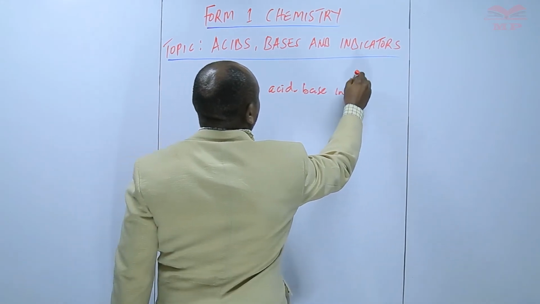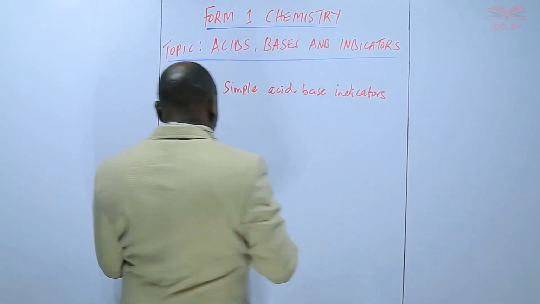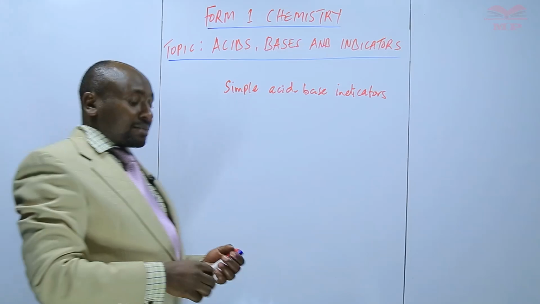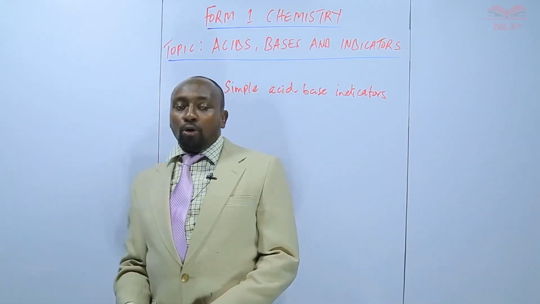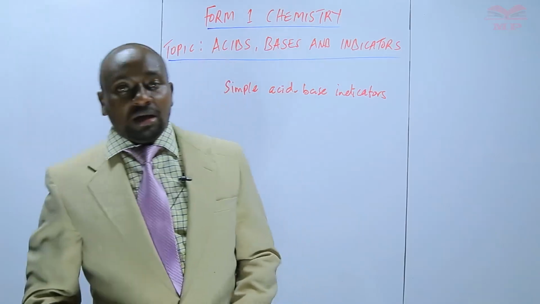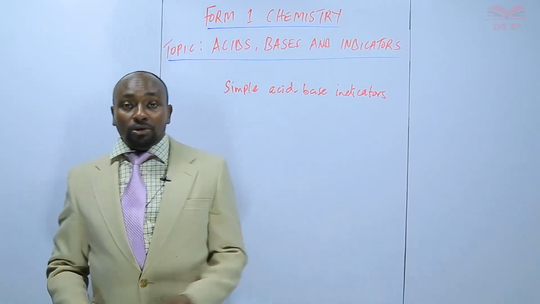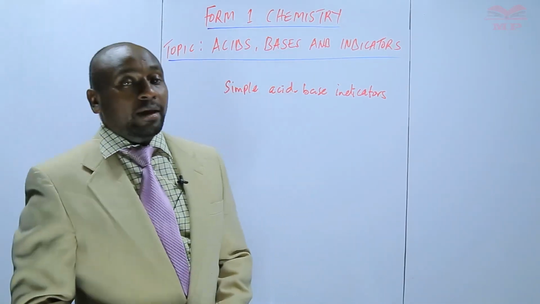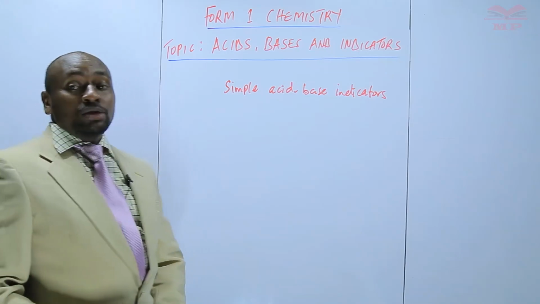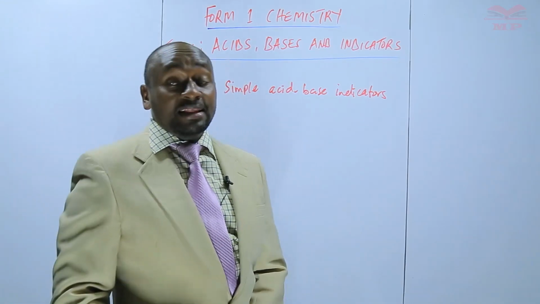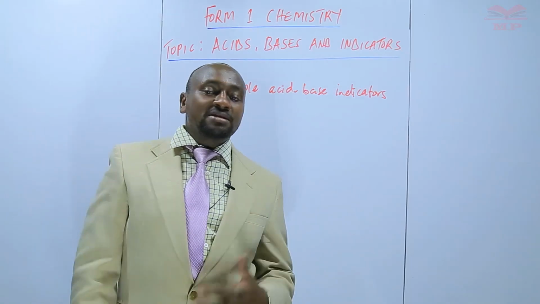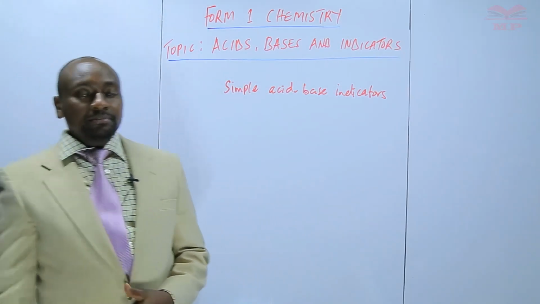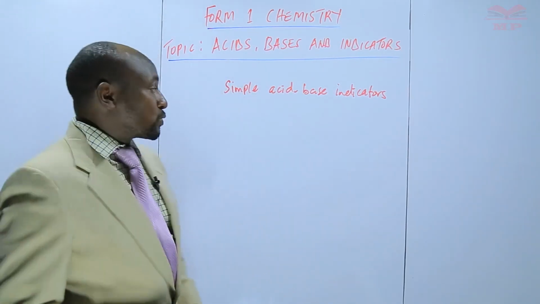Like we said earlier, there are some indicators that are commercially available. They are bought from the chemistry shops and so on and so forth. But there are also some that we can prepare ourselves. And these ones are prepared from plant extracts, from leaves, from flowers, and so on and so forth.